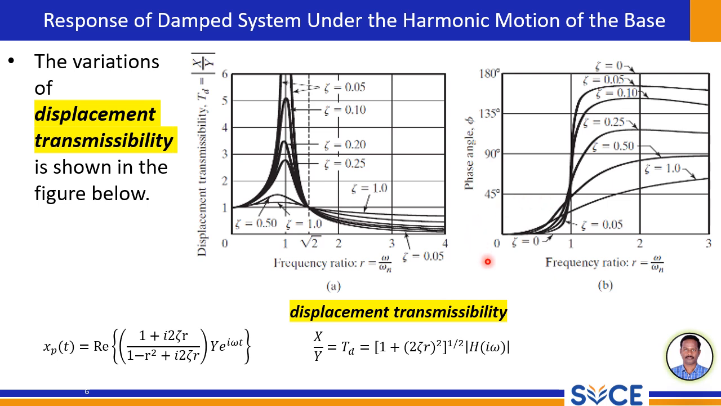For lower frequency ratios, that is R closer to 0, the phase angle is closer to 0 degrees, meaning the mass vibration is in phase with the base motion. As the frequency ratio increases, the phase angle increases, reaching 90 degrees at R equal to 1 for all damping ratios. For higher frequency ratios, the phase angle approaches 180 degrees, meaning the mass vibration is out of phase with the base motion.